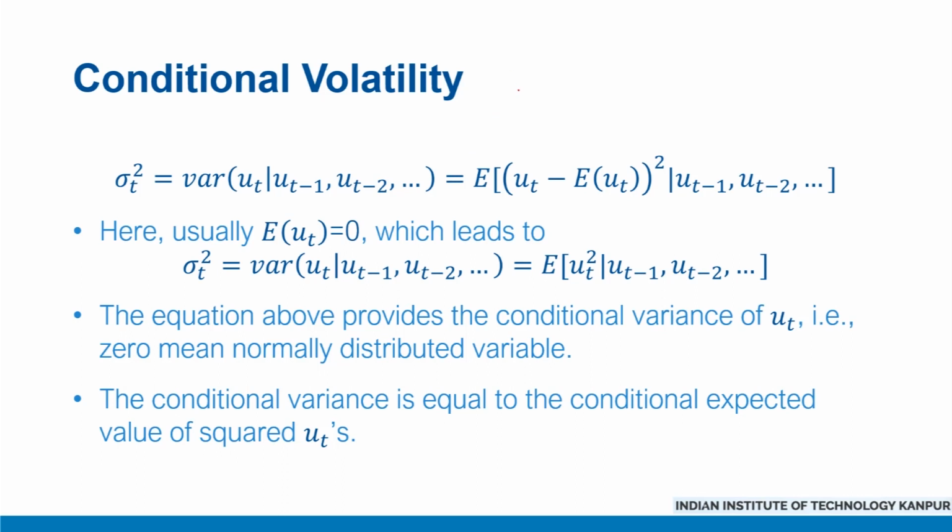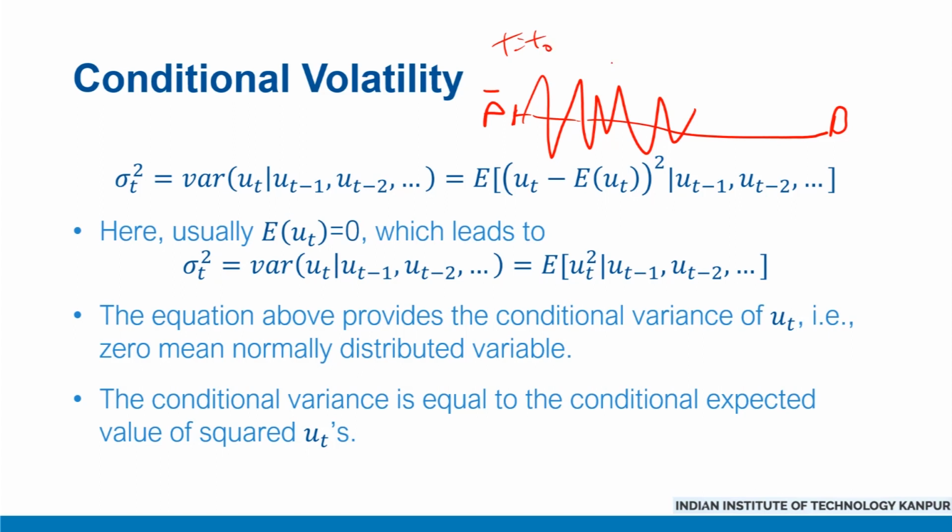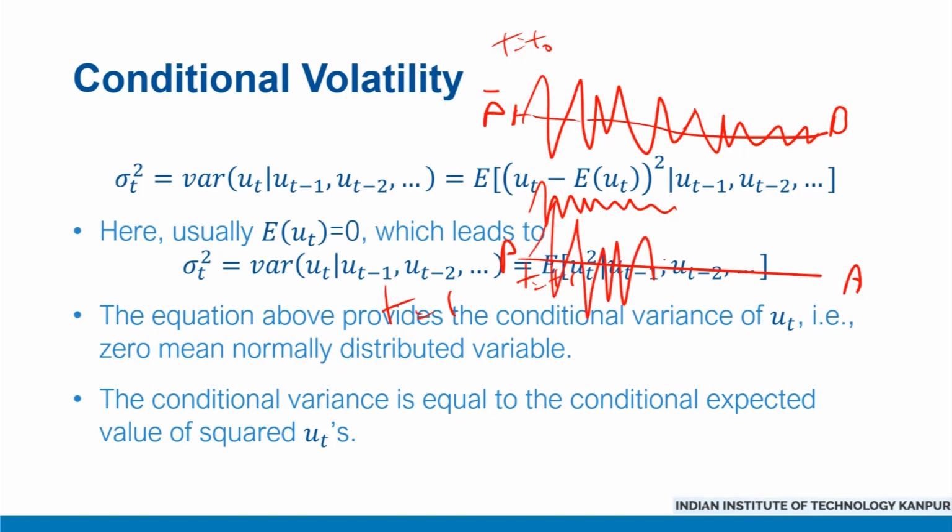Think of a string which is held at two ends A and B, and it is very tight. A jerk is given at end A, so it starts fluctuating. The jerk was given at time t equal to t naught, and the string starts fluctuating. As time passes, the jerk becomes smaller and smaller and smaller. Suddenly, at time t equal to t1, you give another jerk, and again the fluctuation starts.